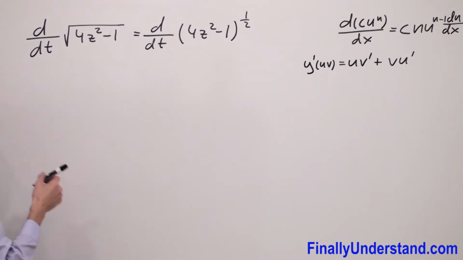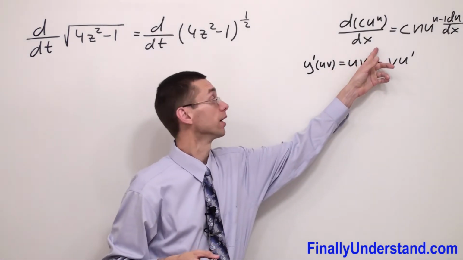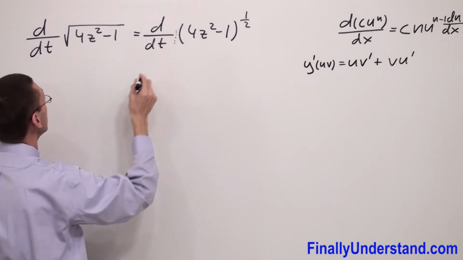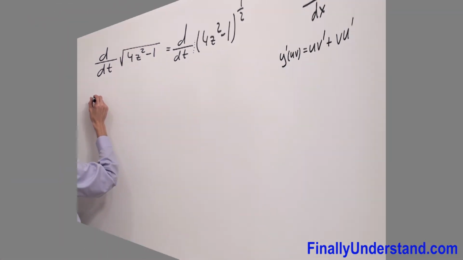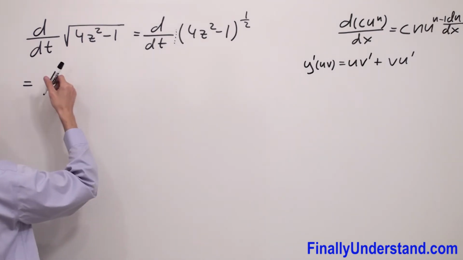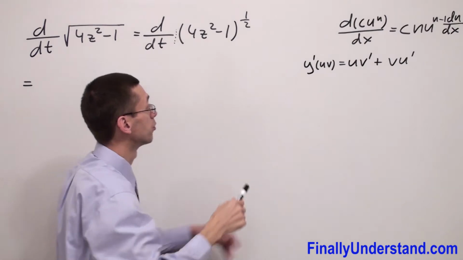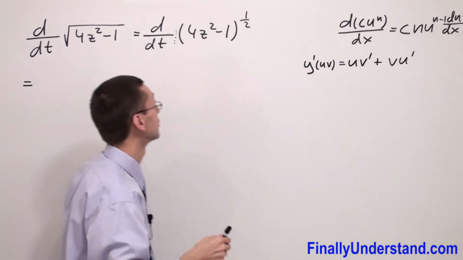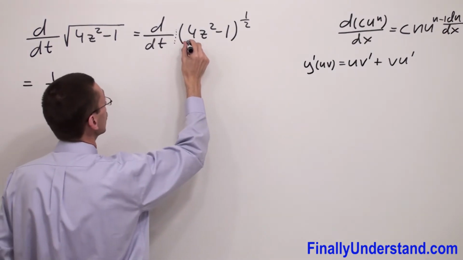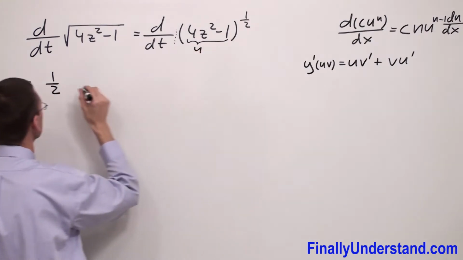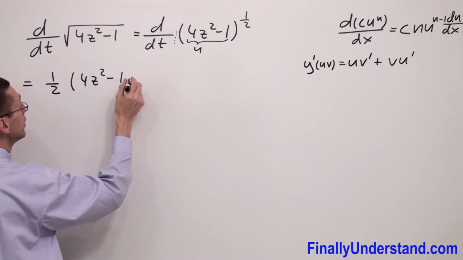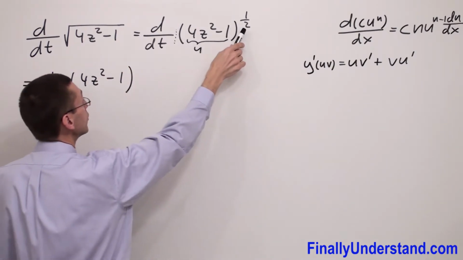So what we're supposed to do next? Next we're supposed to use this formula, okay? Because I do not have any constant over here, I'm going to simply write that this is equal. I'm going to ignore this invisible one and go straight to the exponent because the formula says write exponent. So I have 1/2 times u. U is the content of my parentheses. So I have 4z squared minus 1. And I have to subtract 1 from my exponent.